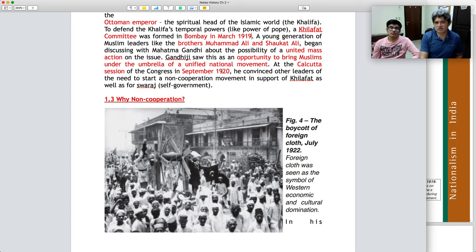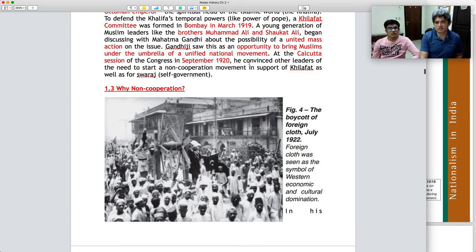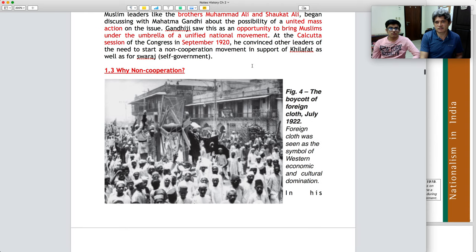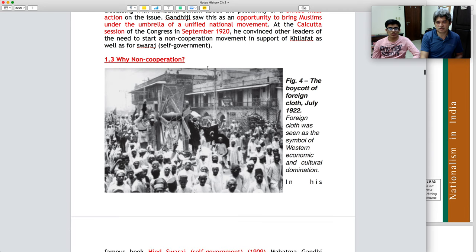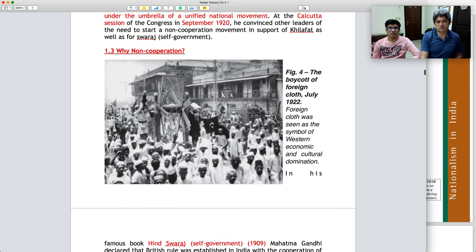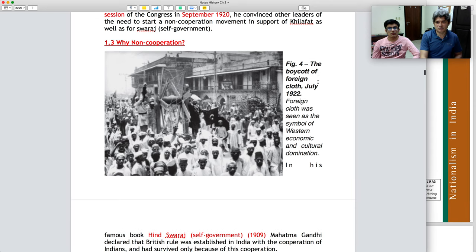So the next year, in 1920, at the Calcutta session of Congress, he convinced other leaders of the need to start the non-cooperation movement in support of the Khilafat as well as for Swaraj, which is self-governance. So why non-cooperation? Why did we start non-cooperation?